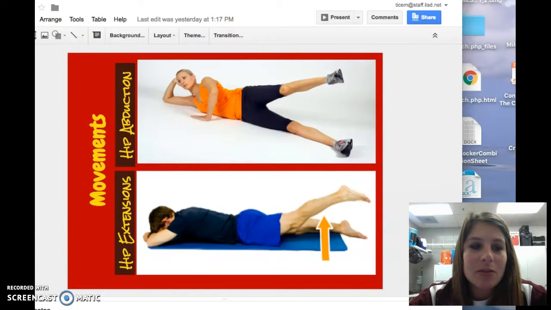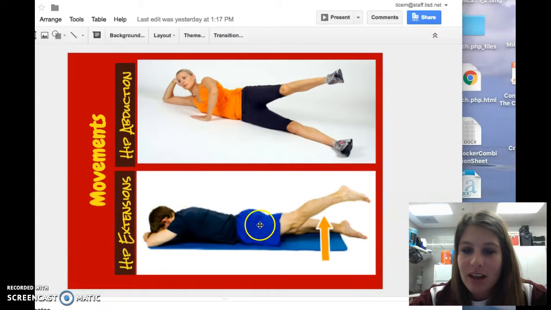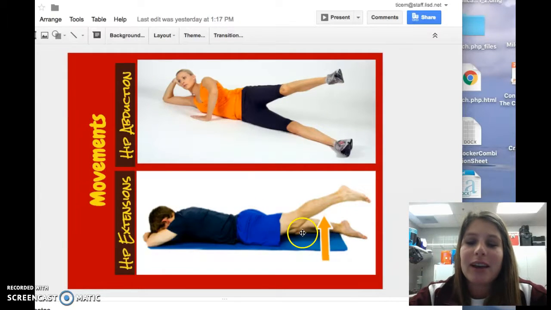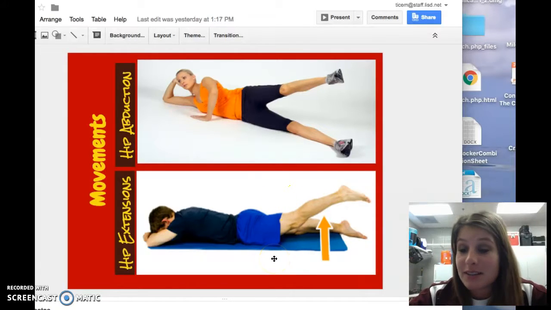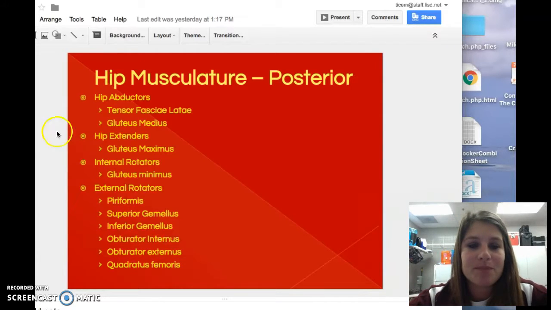And the other muscle that does hip extension that we're going to talk about is our gluteus maximus. I know most of you have heard of that word before. Talking about our butt. This is showing hip extension right here. The guy has lifted his leg like he's getting ready to kick a ball. That motion is caused by the gluteus maximus, and the gluteus maximus causes hip extension.